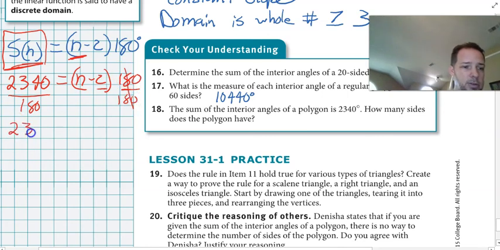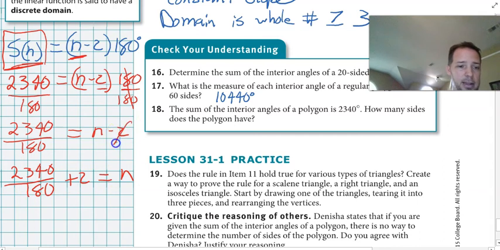And you get 2340 over 180. And then your next step is add 2 to both sides. So 2 equals n. Adding 2 on the right side cancels out. Adding 2 over here, you'll get whatever these values are, plus 2.